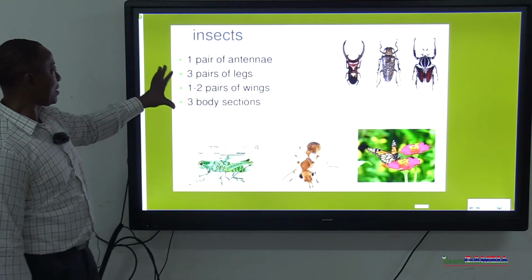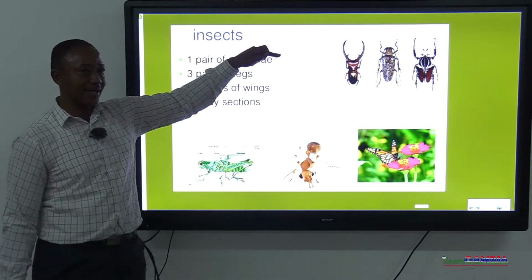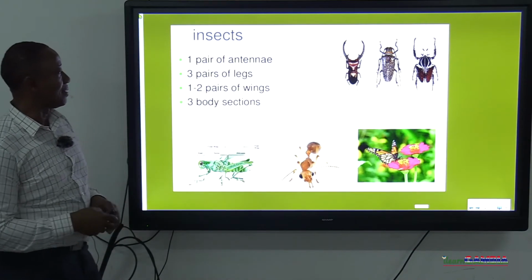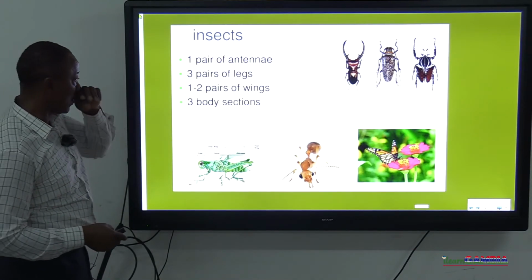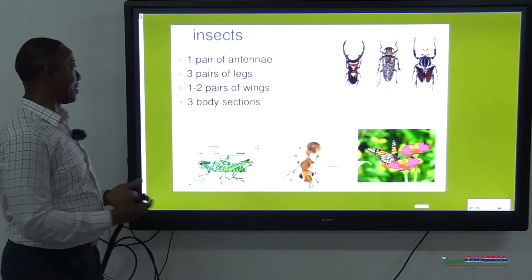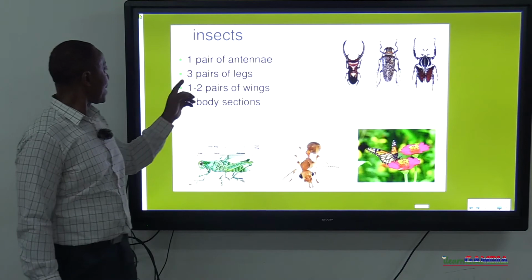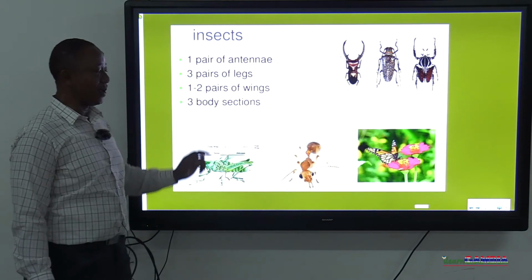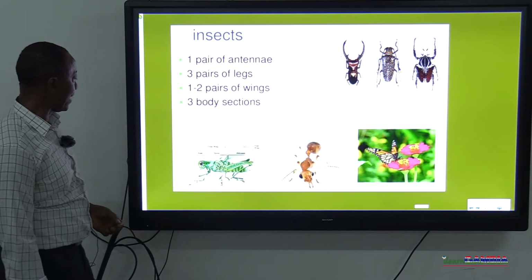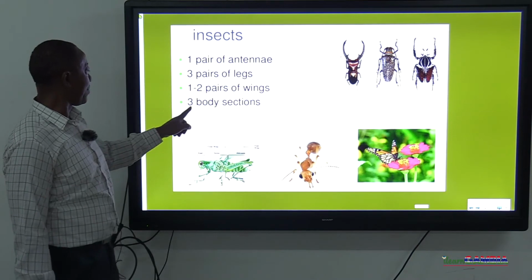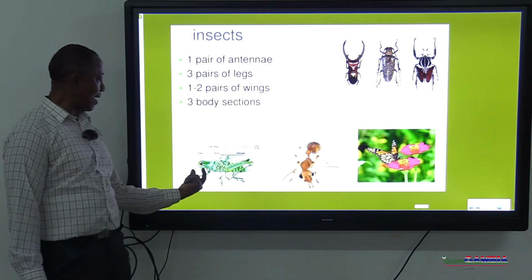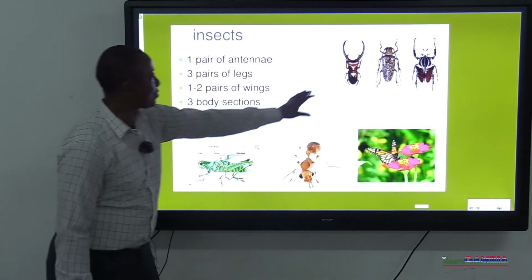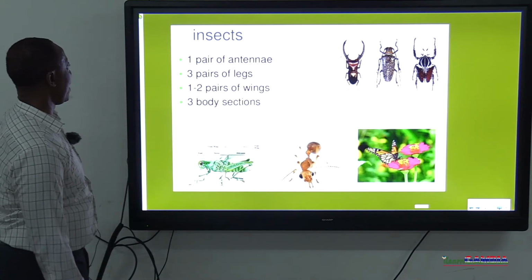So for the insects, what is common to them is they have a pair of antennae, those things that look like the antenna of the radio. In fact, it's actually the radio that borrowed the name from the insect. They have three pairs of legs, and they may have one pair or two pairs of wings that they use for flight, those that can fly. And like we said, their body is divided into three sections. You have a head, you have the thorax, the chest region, and then you have an abdomen. So here are some examples of beautiful insects.